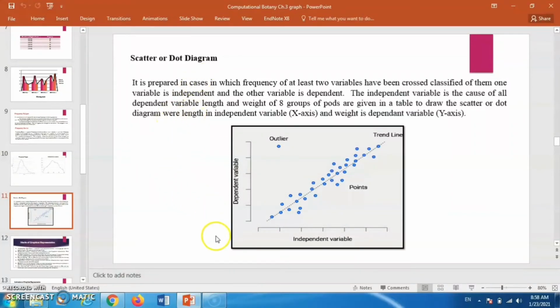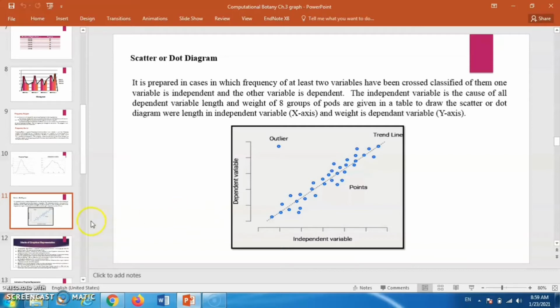Scatter or dot plot. This is one of the methods of graphical representation. It is prepared in cases in which the frequency of at least two variables have been crossed and classified. Of them, one variable is independent and the other variable is dependent.